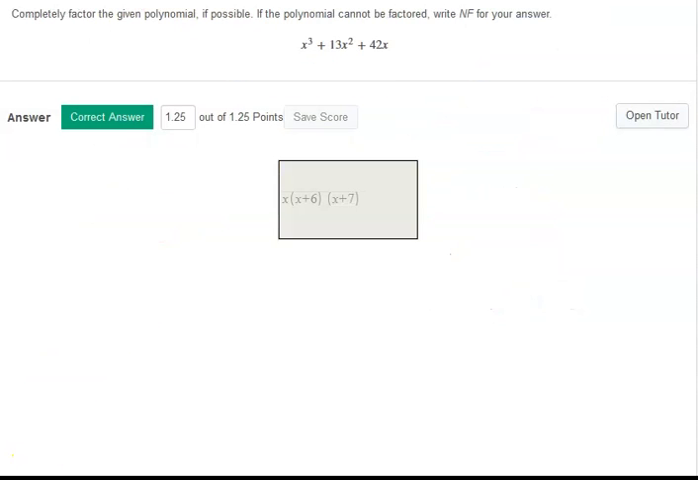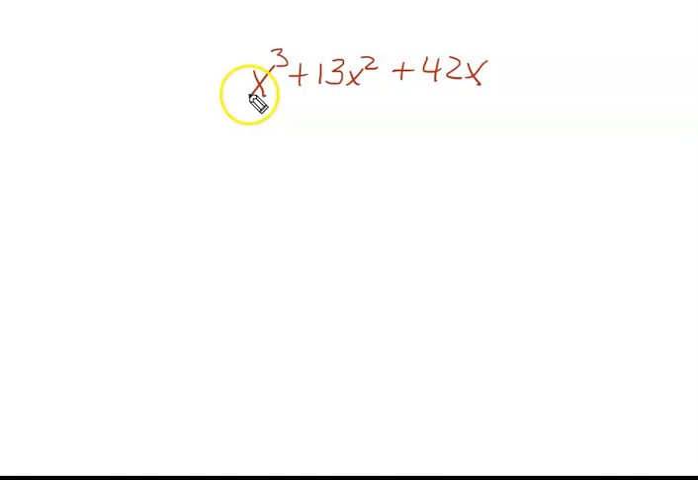This is our 6th example, if you're keeping track, and we're asked to completely factor this. So let's write it big here. 3x to the third plus 13x squared plus 42x. Now, is there a common factor? Yes, there's an x that's a common factor. So we then get this.